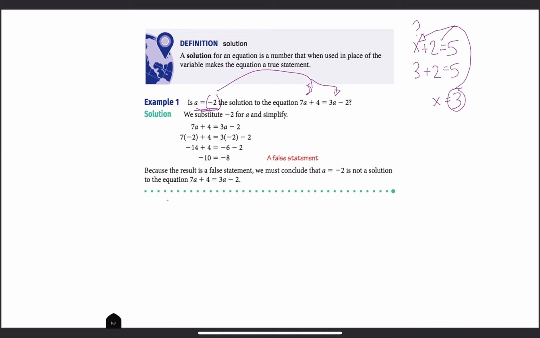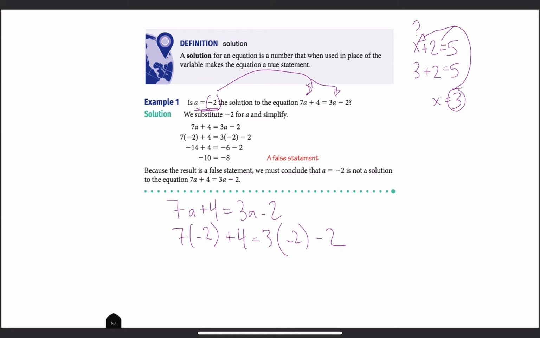So 7a plus 4 equals 3a minus 2. So is negative 2 a solution? Let's find out. We'll plug it in. And we'll see, once we simplify each side, if we get the same thing on each side. And if we get the same thing on each side, then it's a true statement. And if we don't get the same thing, then it's not.